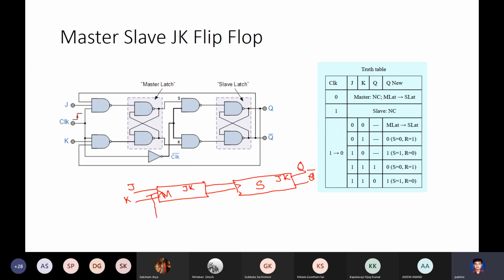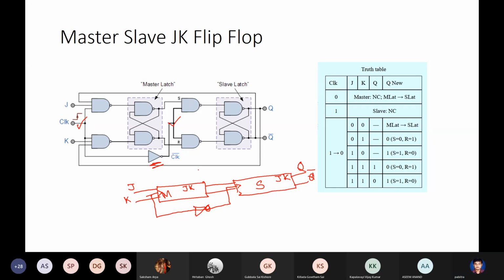So the clock is common between this master and slave, except for a NOT gate added in between. So you have a common clock. This clock is for the master block, and this is the clock for the slave block. Only thing, there is a NOT gate, there is a bar operation in between. Okay.